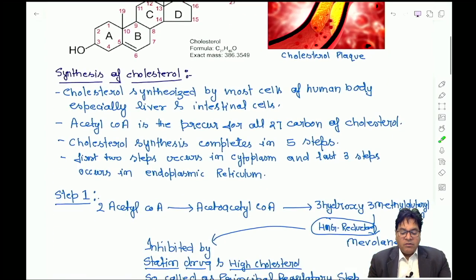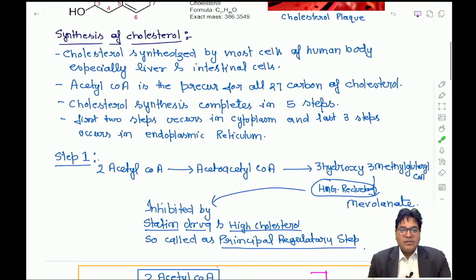Now, when we talk of the synthesis of cholesterol, how is cholesterol synthesized in the body? It is synthesized by most cells of the human body. That means almost all the cells have the ability to synthesize cholesterol. But especially it is synthesized in the cells of the liver and intestine. They are the two organs where cholesterol is especially synthesized. But all the cells of the body can synthesize cholesterol in some amount.